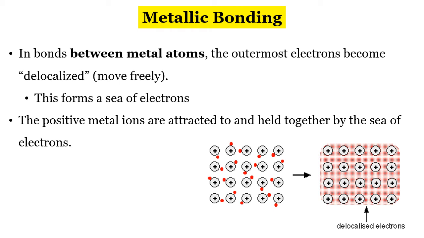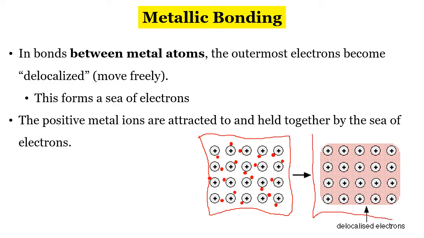In this video, we're going to talk about metallic bonding and properties of ionic compounds. In bonds between metal atoms, the outermost electrons become delocalized or move freely. They're so far away that they are held very loosely. So we've got all of these electrons that are so far away that it forms a sea of electrons. If you notice, we have all these nuclei sitting in this pink sea of electrons. All of the positive metal ions are attracted to and held together by the sea of electrons.